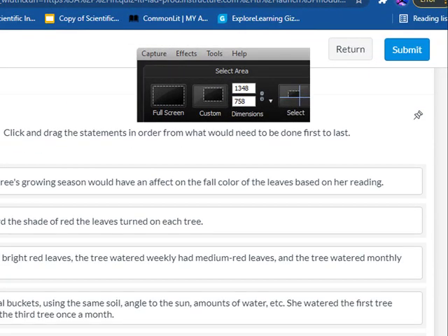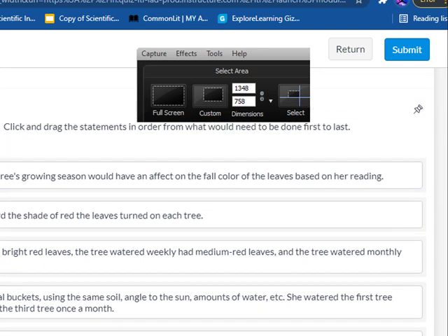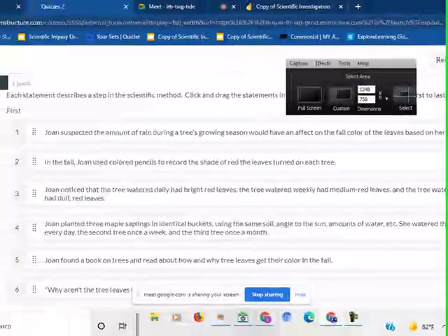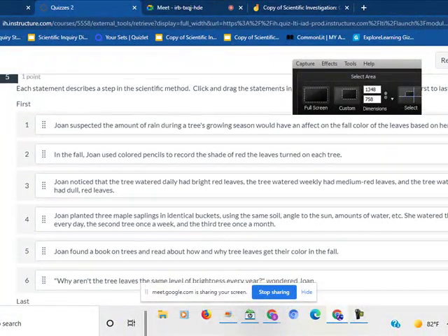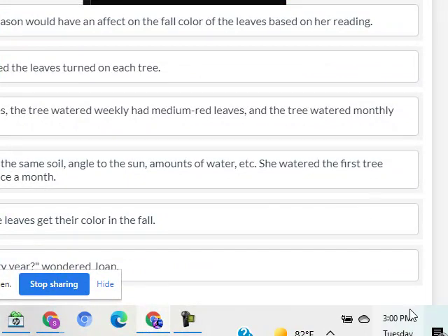Question 5. Each statement describes a step in the scientific method. Click and drag statements in order from what you would need to be done first to last. So this is kind of like what we did with the James Ford case of the sleeping frog, where we said, hey, what out of that list would have had to be done first? Then what would have come next? So we can just click and hold on those double rows of dots and move it up and down.